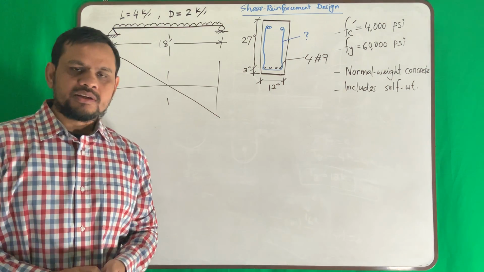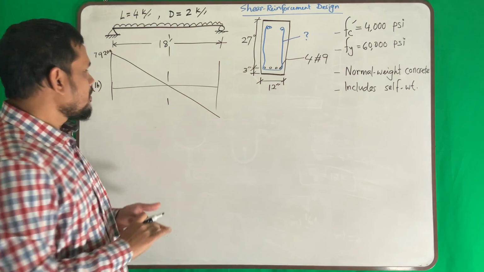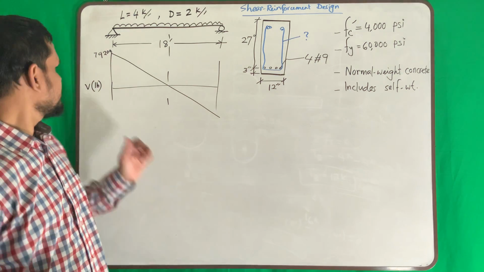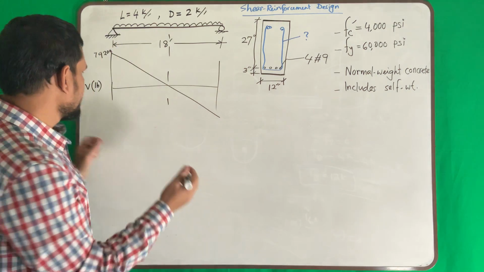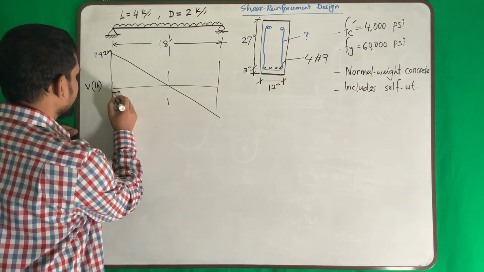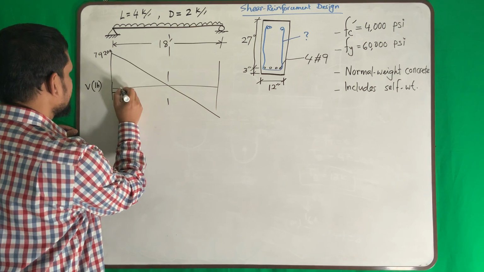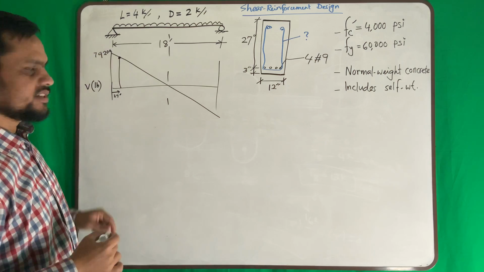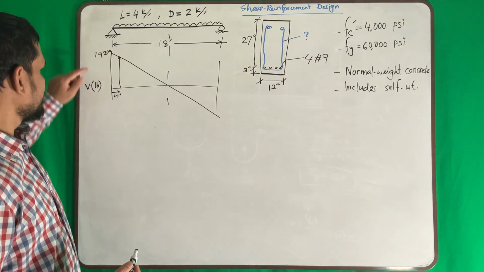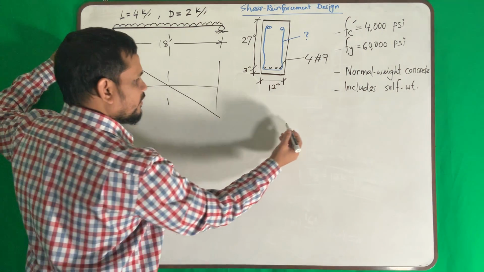Now, what is our design shear force? This is not the design shear force. Design shear force will be at d distance. So at d distance, say here to here is 27 inch. So here, what is this value? We will have to calculate this. This is our design shear force. How to calculate this? Okay.